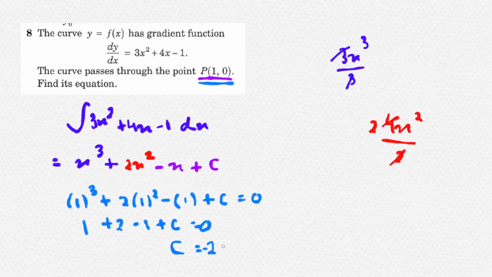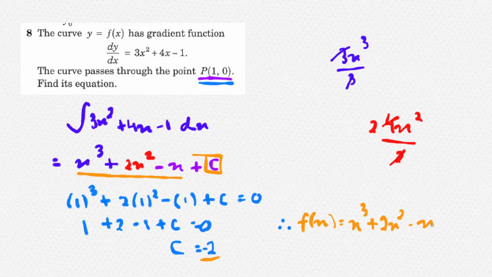We used the point to find a constant. A constant is what appears after every integration. So, since we know our constant, we can write f of x is equal to the integration of dy over dx, which was x cubed plus 2x squared minus x plus c. However, we know c is equal to minus 2. So f of x will be equal to x cubed plus 2x squared minus x minus 2.